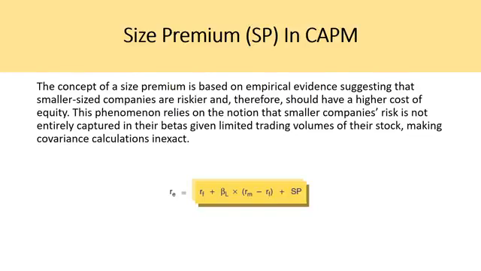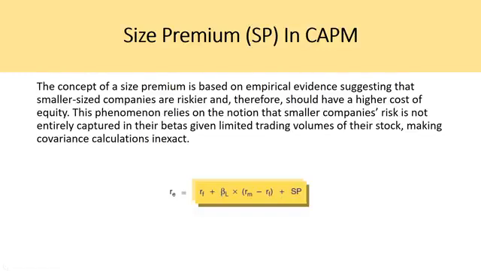Now, the concept of a size premium is based on empirical evidence suggesting that smaller size companies are riskier and therefore should have a higher cost of equity. This phenomenon relies on the notion that smaller companies' risk is not entirely captured in their betas, given limited trading volumes of their stock, making covariance calculations inexact. So the assumption is, with CAPM, usually the beta value captures the systematic risk of the business. But with smaller companies, sometimes the beta value doesn't truly reflect the systematic risk of the company. So adding an additional size premium accounts for that additional risk. So that's what you can do for smaller companies.